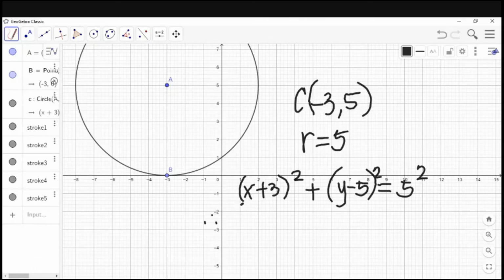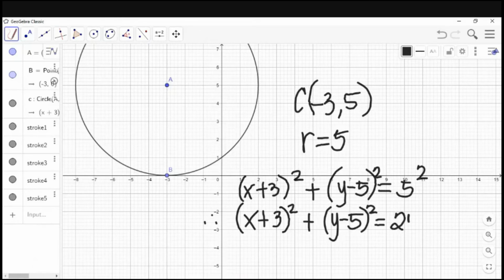For our final answer, we'll have the square of x plus 3 and the square of y minus 5 equals 25. And this is the equation of this circle in standard form. Let me now go back to my presentation.